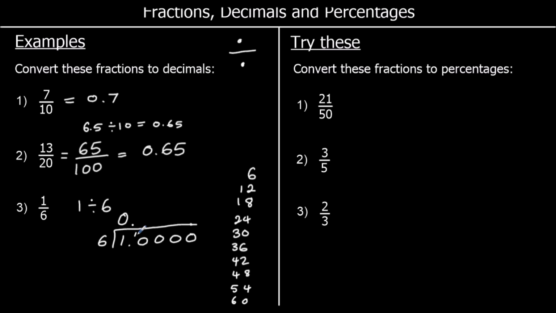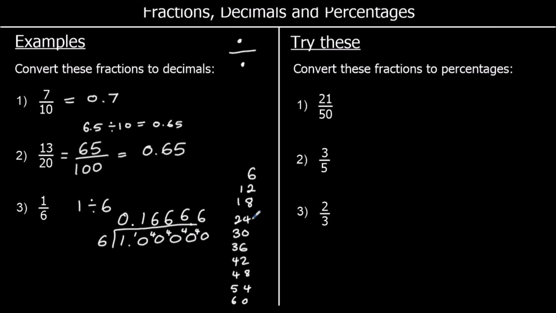And we've got 1 to carry over, 1 left over. How many 6's go into 10? That's 1, with 4 left over. How many 6's go into 40? That's 6. 6 6's are 36. And we've got 4 left over. How many 6's go into 40? That's 6, with 4 left over, and so on.